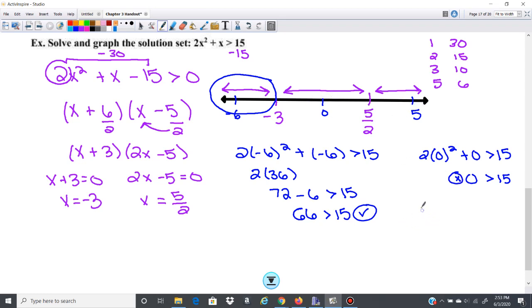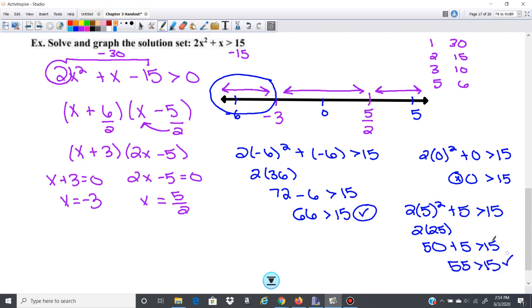And then let's try with the 5. So 2 times 5 squared plus 5 is greater than 15. So 5 squared is 25. 2 times 25 is going to give me 50. Plus 5 is greater than 15. 55 is greater than 15. It is, so we're going to accept this interval here.